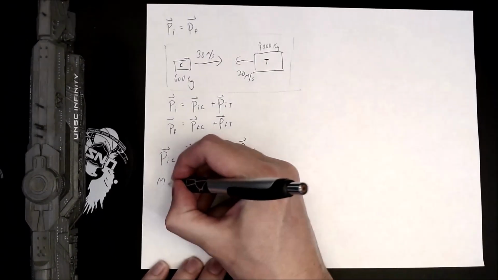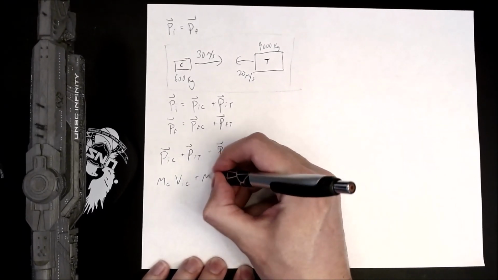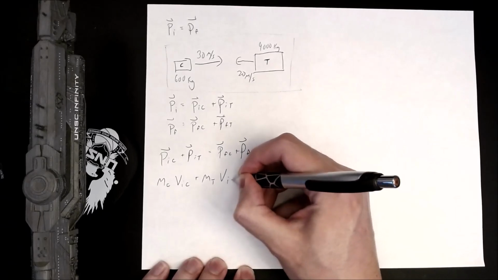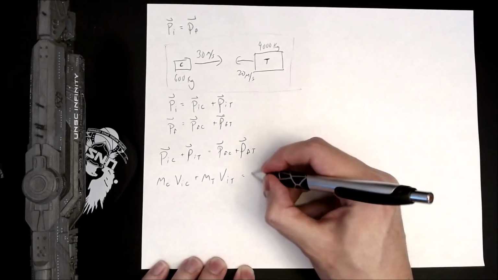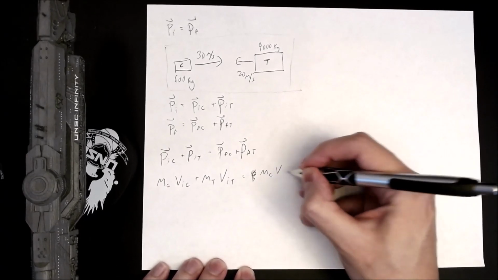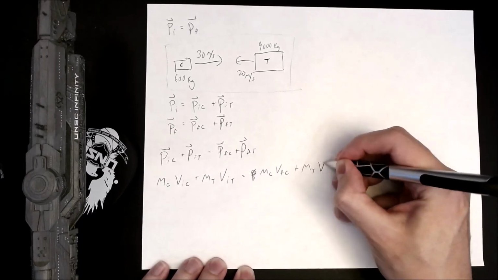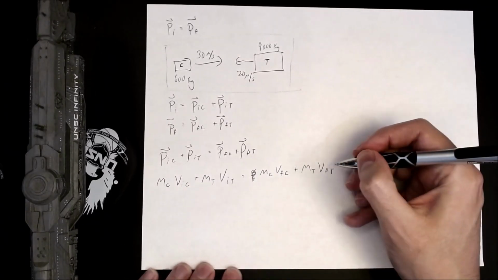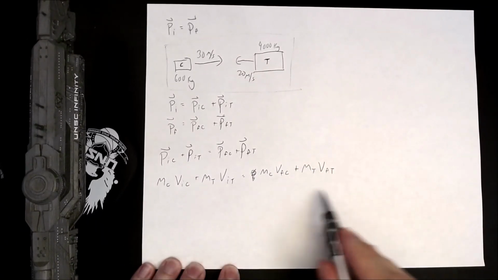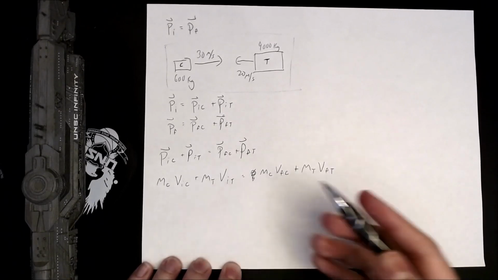We've got the mass of the car, velocity initial car, plus mass of the truck, velocity initial truck, is equal to mass of the car, velocity final car, plus mass of the truck, velocity final truck. You see how this kind of gets more and more complicated as we go along. We know most of these things.